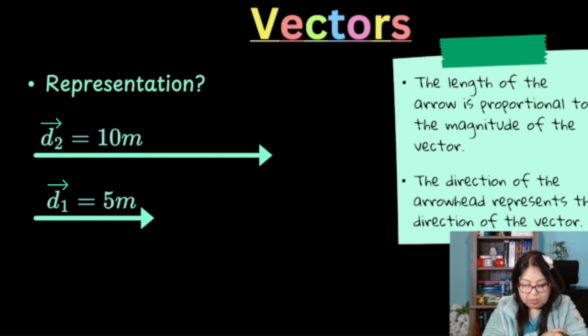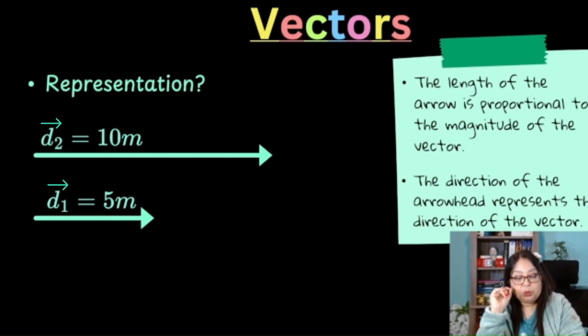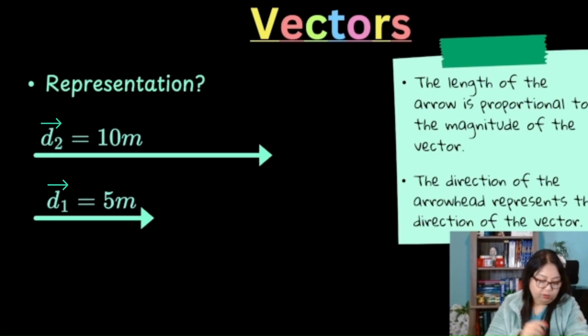Alright, here we go. Now we have two vector quantities. The arrow representing D1 is half the length of the arrow representing D2. Why? Because D1's magnitude is 5 meters, which is 1/2 the magnitude of D2, which is 10 meters. So far everything is fairly straightforward and easy. I'm sure you're all getting it. Moving on.